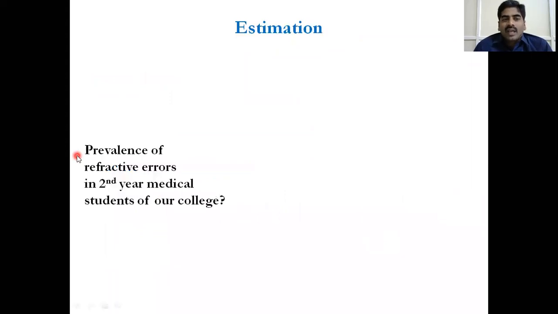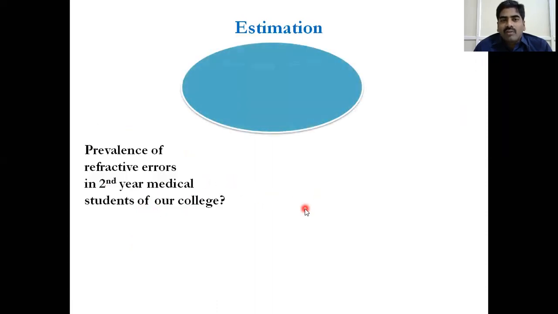See here, I wanted to do a study to find the prevalence of refractive errors in second year medical students of our college. So this is my study. What is the population? Population means don't think general population; it is related to our study. What are the study subjects here? 150 second year MBBS students of our college. So the population is capital N equal to 150.